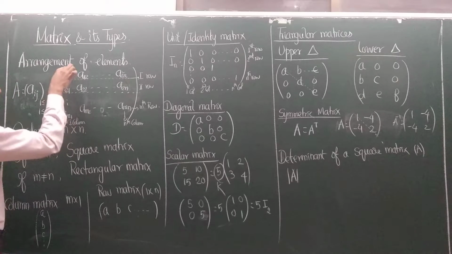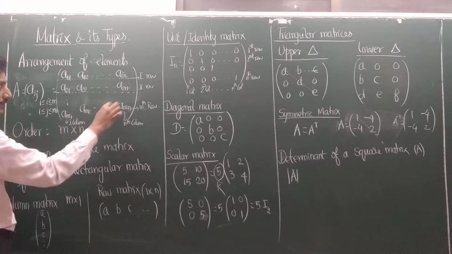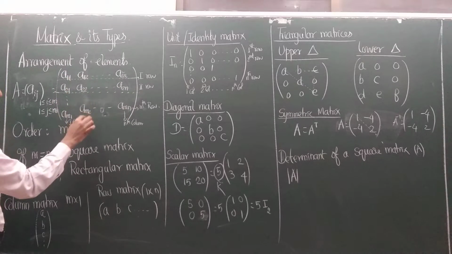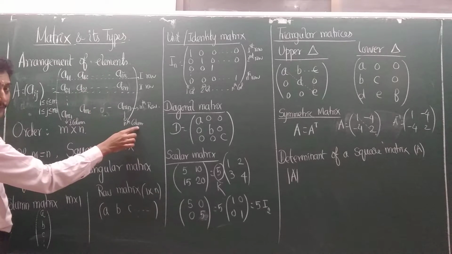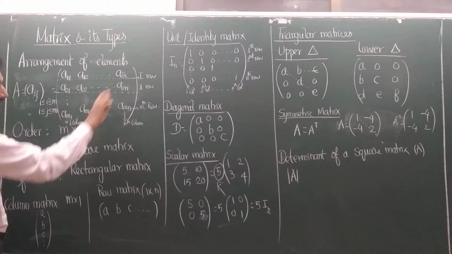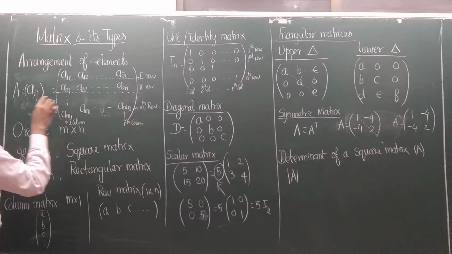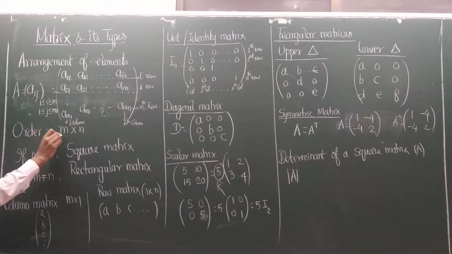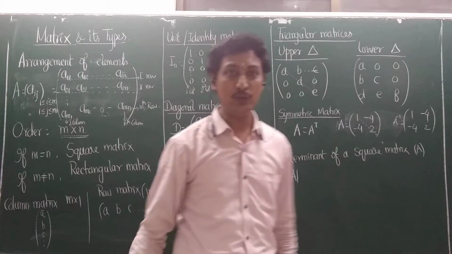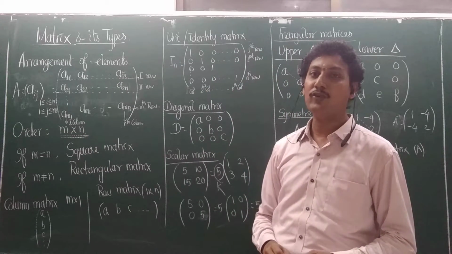What is this n? This is a vertical line. First vertical line, second vertical line, third one, etc., up to the nth one. These vertical lines are called columns: first column, second column, third column, etc., up to the nth column. So there are m horizontal lines and n vertical lines. The m is called the rows, n is called the columns. A matrix is represented by its order. The order is nothing but the number of rows times the number of columns, where m stands for the number of rows and n stands for the number of columns.